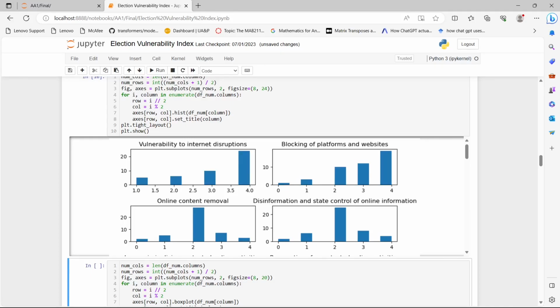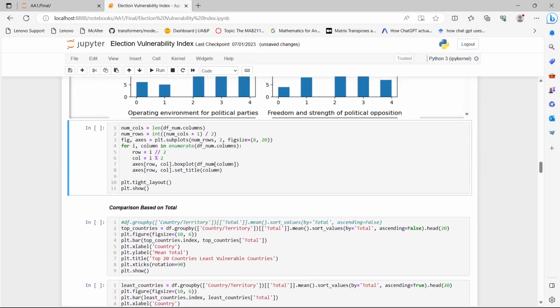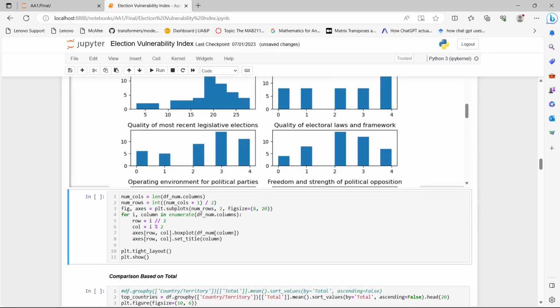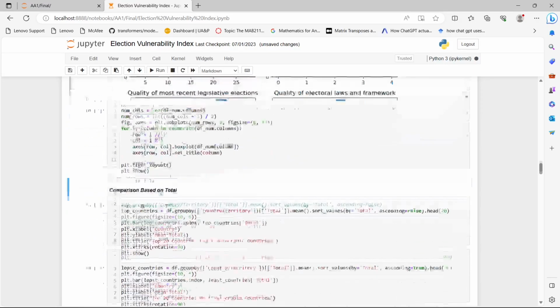So we have 4 has the most number of countries having this one, and so on. Now let's go to the box plot. So we will be having which one has outliers and which one is just normal. So let's execute this. It may take some time.